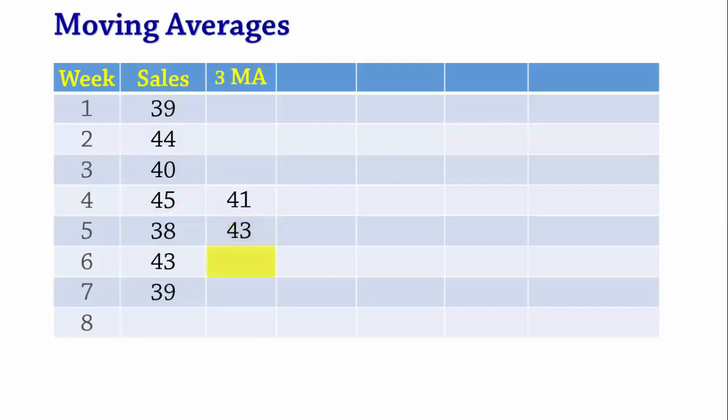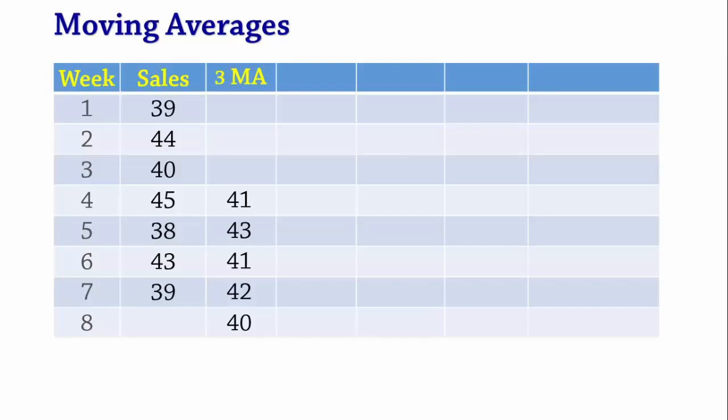For week 6, the moving average is from weeks 3, 4, and 5. That is 40 plus 45 plus 38 divided by 3, which gives 41. For week 7, it is 45 plus 38 plus 43 divided by 3, which gives 42. And finally, the moving average forecast for week 8 is 38 plus 43 plus 39 divided by 3, which gives 40. Next, we calculate the forecast errors.